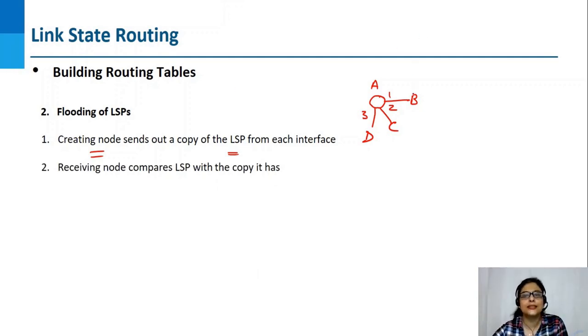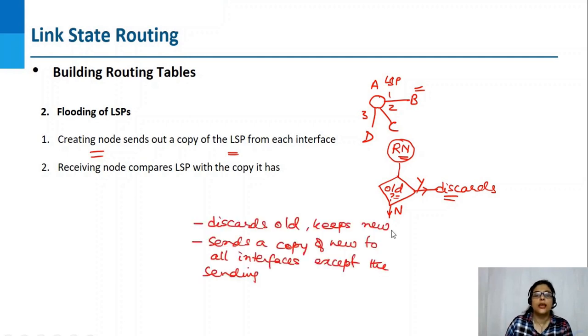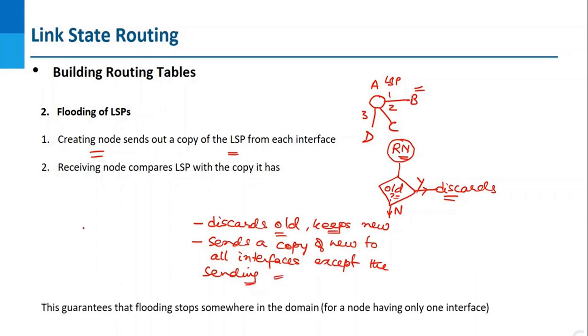Then the receiving node, let's say it is B, which has received the LSP from A, has to compare this LSP with the copy which it already has. If it is the same one, it has to discard it, and if it is the new one, it has to discard the old and keep the new one, and then send a copy of the new one to all the interfaces except the sending one. This will basically guarantee that flooding stops somewhere in the domain for a node having only one interface.